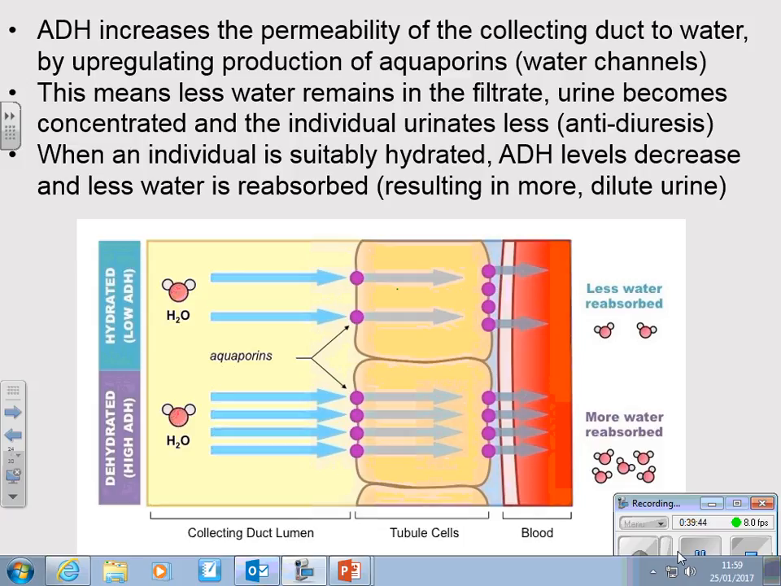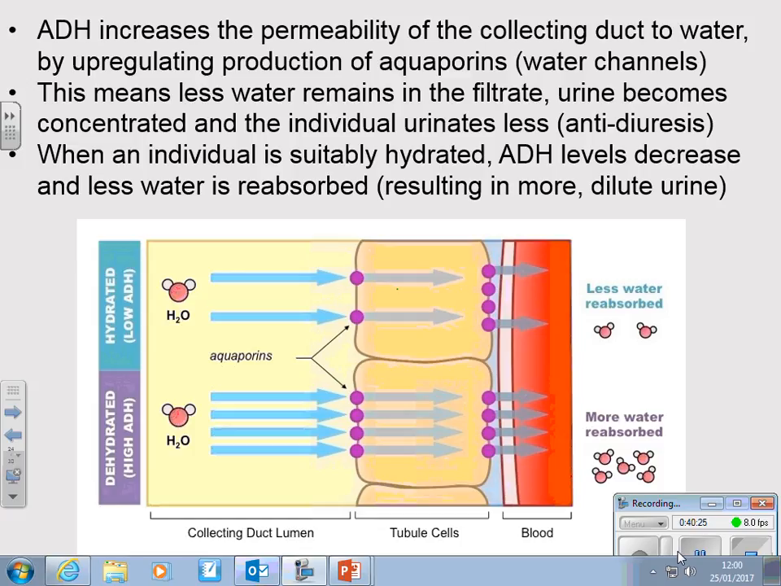But ADH, what have I put? Increases the permeability of the collecting duct to water. It upregulates, increases, that's another word for that, production of aquaporins. So ADH is actually having an effect on the production of these proteins in the cell. It's increasing the protein production. And those water channels, if you've got more of them, are placed in the membrane as a result of ADH.